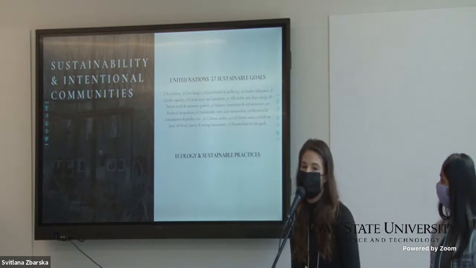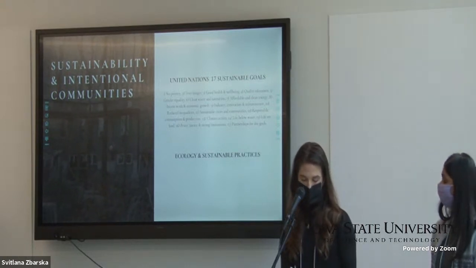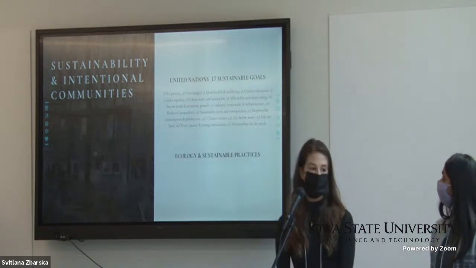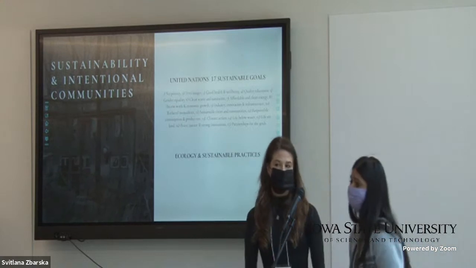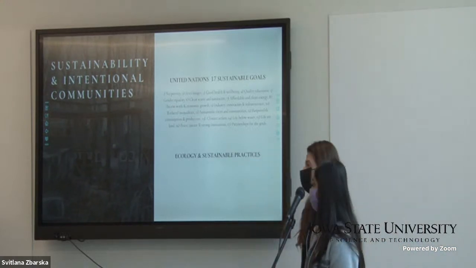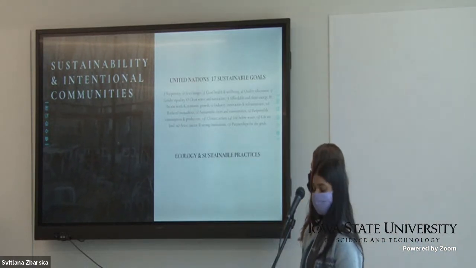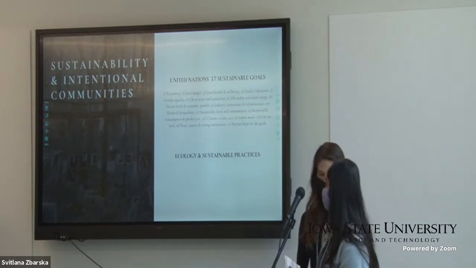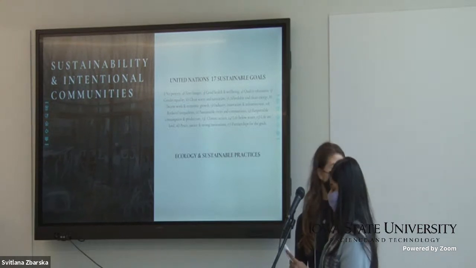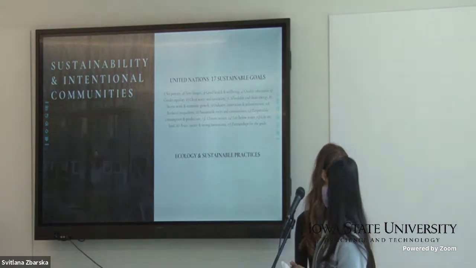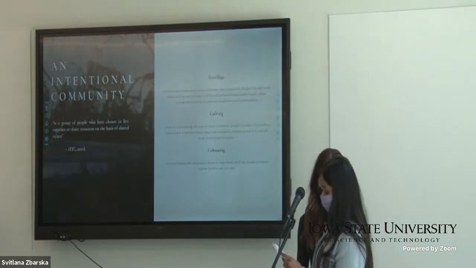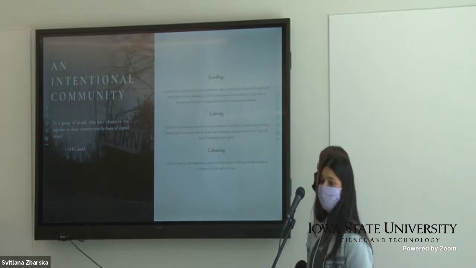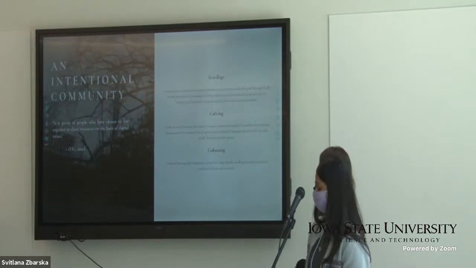This catalyzed the discussion of what role intentional communities could play within the sustainable agenda, but more importantly, what even are intentional communities? The late 20th century's interest in egalitarianism and socialist ideologies gave rise to several forms of utopian experimentations that are still present in our contemporary United States society. The Foundation for Intentional Communities defines an intentional community as a group of people who have chosen to live together or share resources on the basis of shared values.